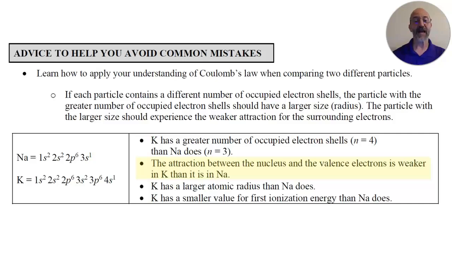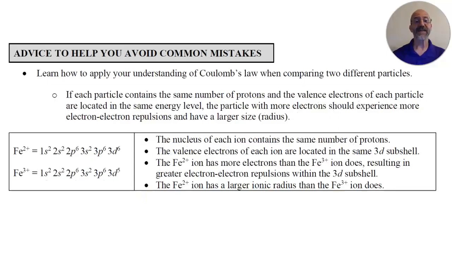We would expect potassium to have the larger atomic radius, and we would expect potassium to have a smaller value for its first ionization energy compared to sodium. Now, suppose that each particle contains the same number of protons, so it's the same element, and the valence electrons of each particle are located in the same energy level.